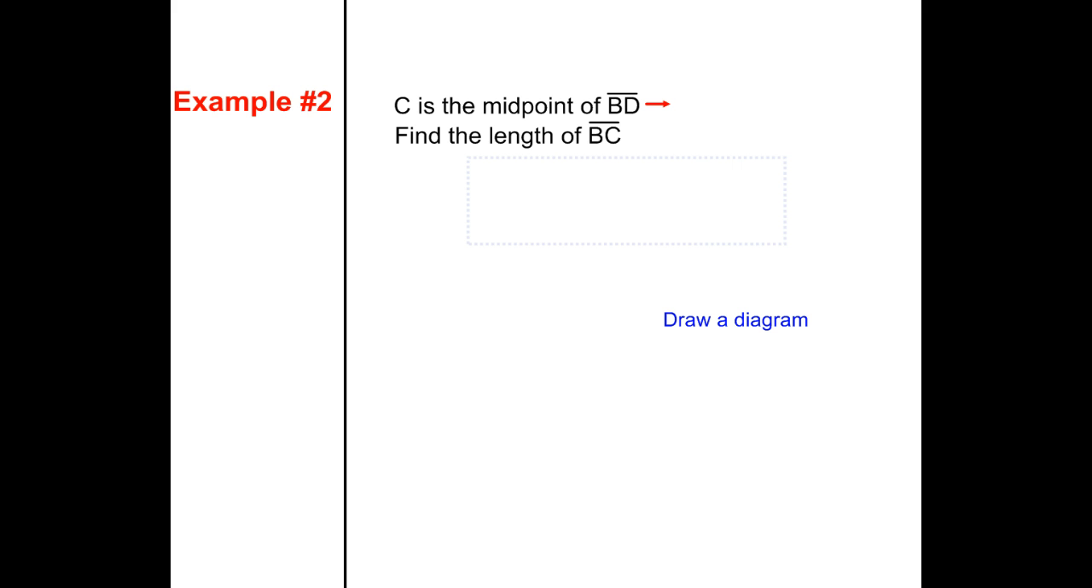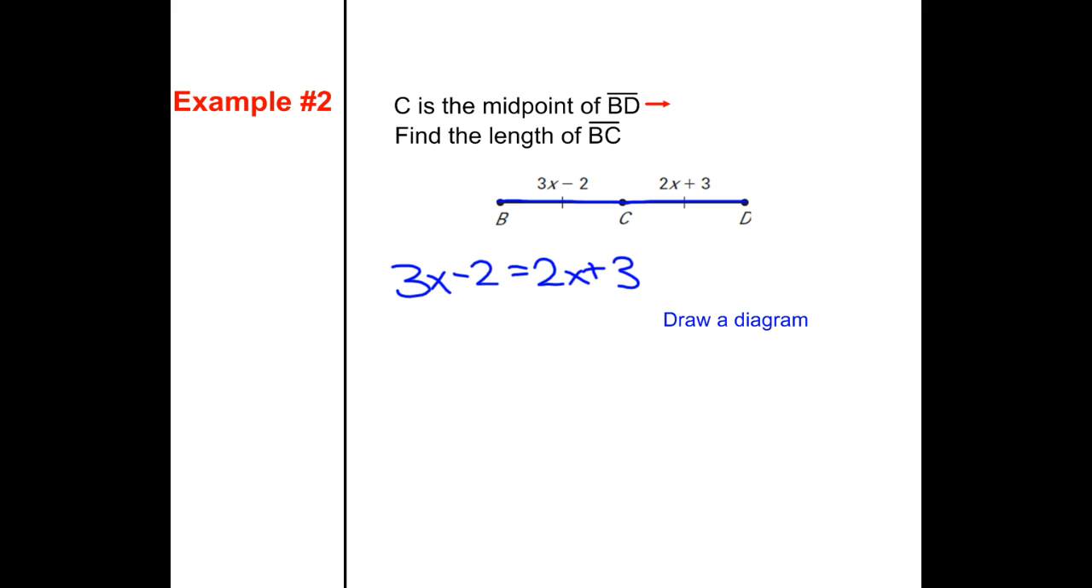All right, C is the midpoint of BD. We need to find the length of BC. So if we look here, C is the midpoint, so that means that BC is congruent to CD. They are congruent to each other. Well, first thing we need to do is find x. How in the world do you find that? Notice what I said. It's congruent, it's the same. We know that BC is the same as CD, so we know that 3x minus 2 is equal to 2x plus 3. If they are the same, they are equal to each other, so set them equal to each other.